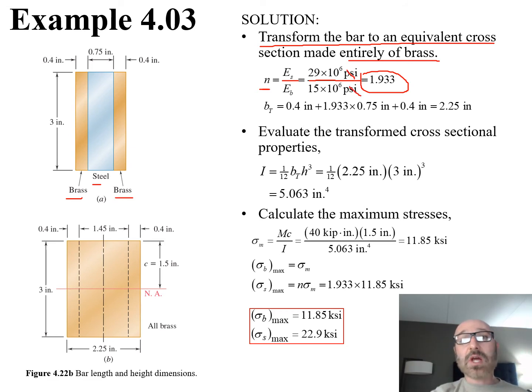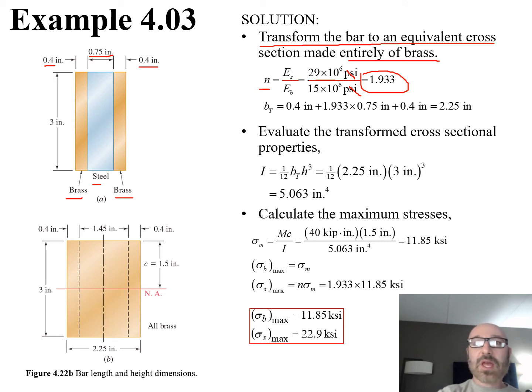So what we want to do now is go back to our initial diagram from our problem statement. Our brass was 0.4 inches on either side. That's not going to change because we're making everything brass. What is going to change is the equivalent thickness of the steel. We're going to multiply this value by our n to make our steel a brass equivalent for that equivalent cross section.